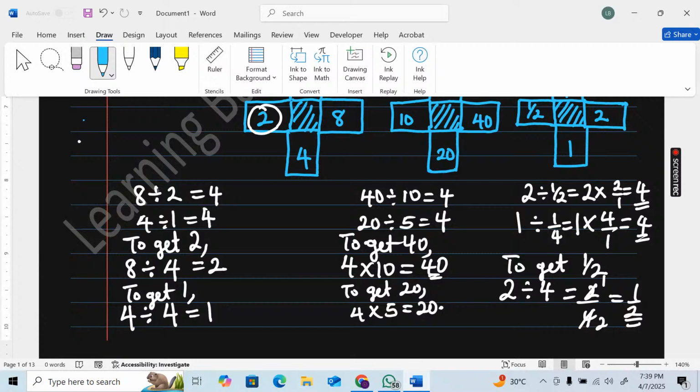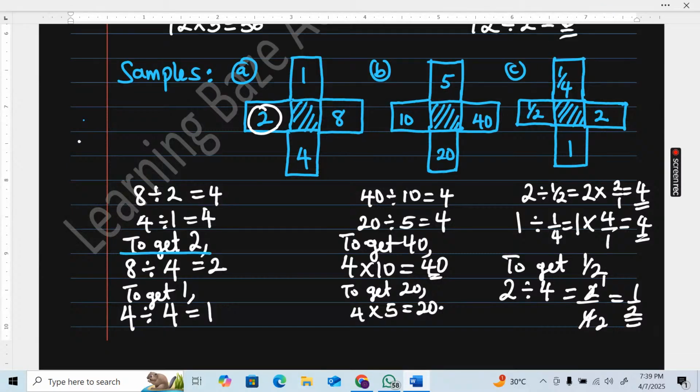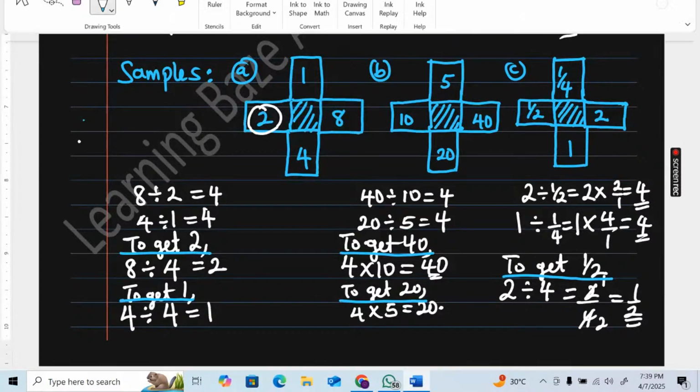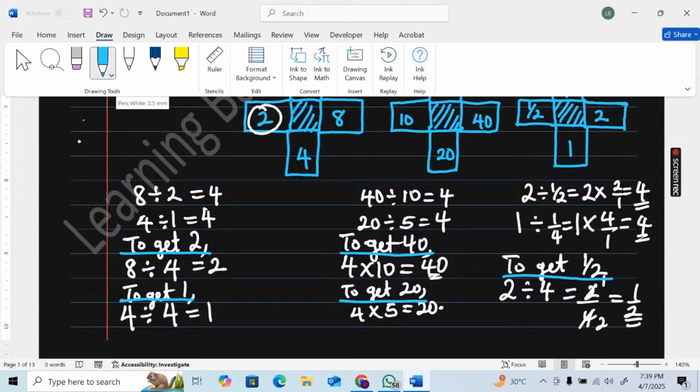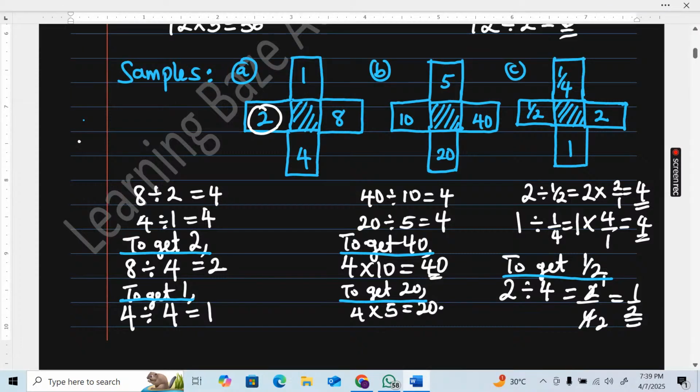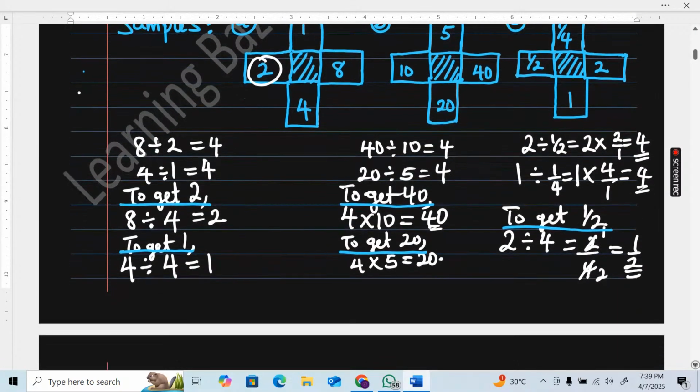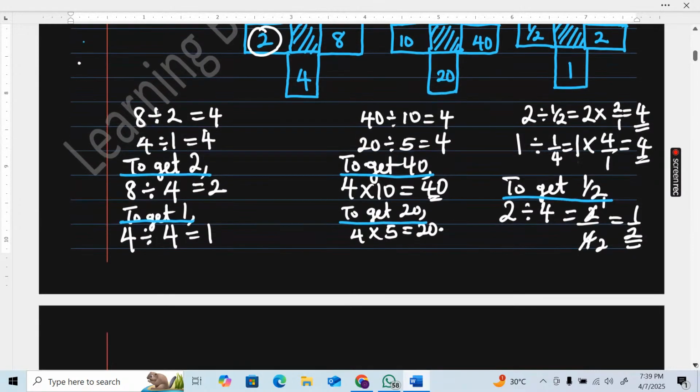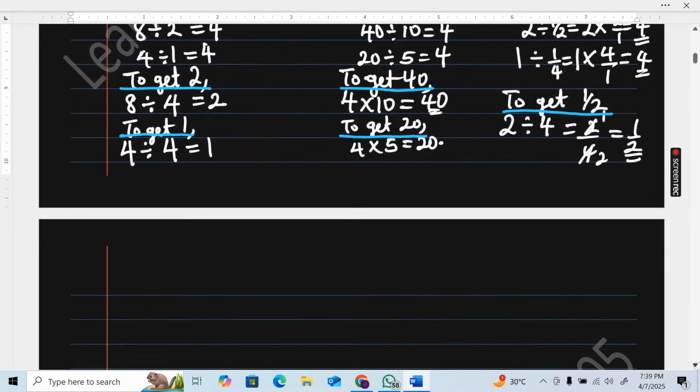So here we have to get 2. Here is to get 1. Right here, we have to get 40, to get 20. Then here we have to get half. So make sure you pay full attention. Okay, so now let's move on to our exercise. We'll be doing it together, don't worry. We are doing the exercise together. You are not alone. We are together.